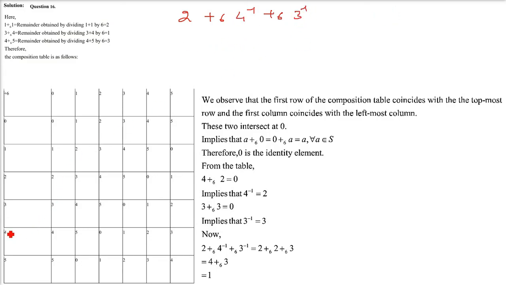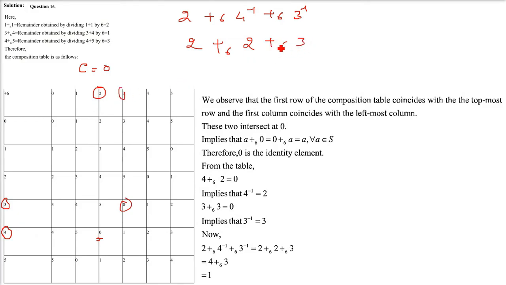See, 4 inverse: the value which is operated with 4 should give 0, because the identity element is 0. It is operated with 2 to get 0. So 2 is the 4 inverse. What is 3 inverse? 3 is operated with which value so that you get 0? It is 3. So 3 is there.